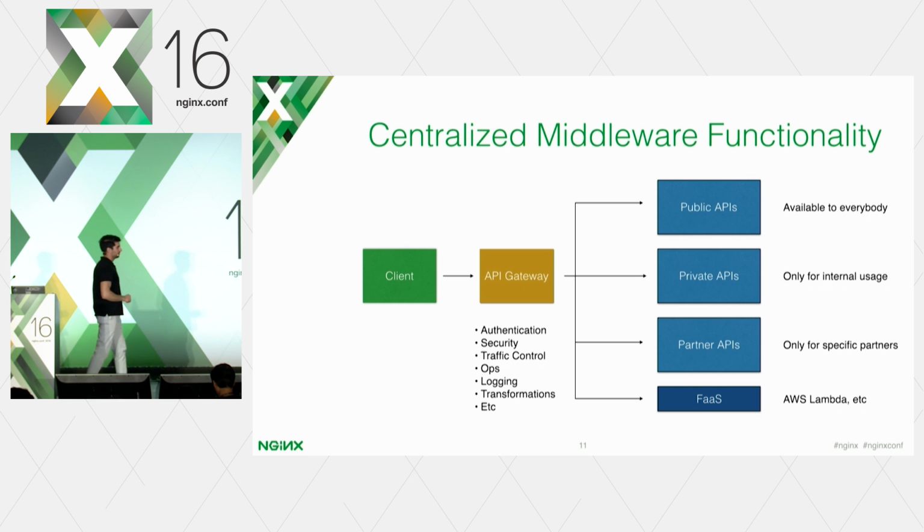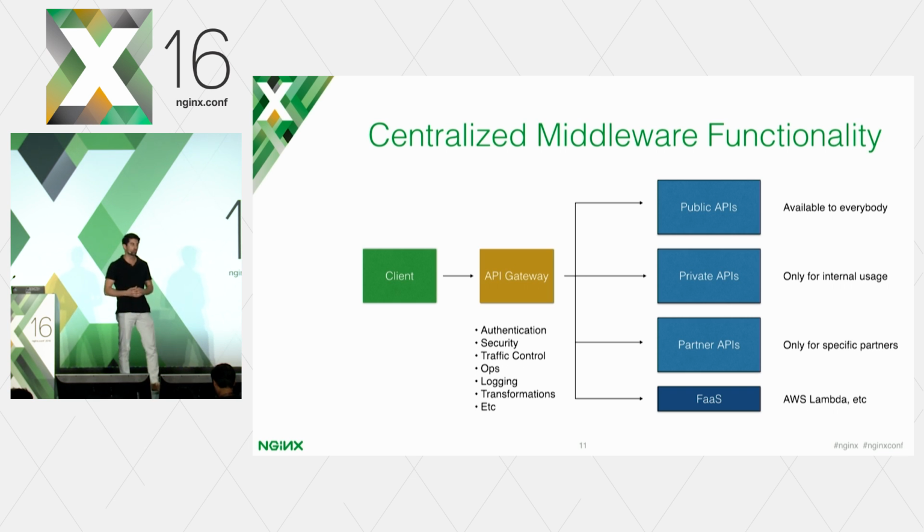And of course, creating new optimized endpoints is just one of the benefits of having an API gateway. You can also centralize middleware functionality. As you start creating more and more services, you will find yourself in a tough spot. You will need authentication for those services. You will need traffic control for those services. Some of them will be public, some of them will be private, and some of them will be partner APIs that you want to make available to just some specific users.